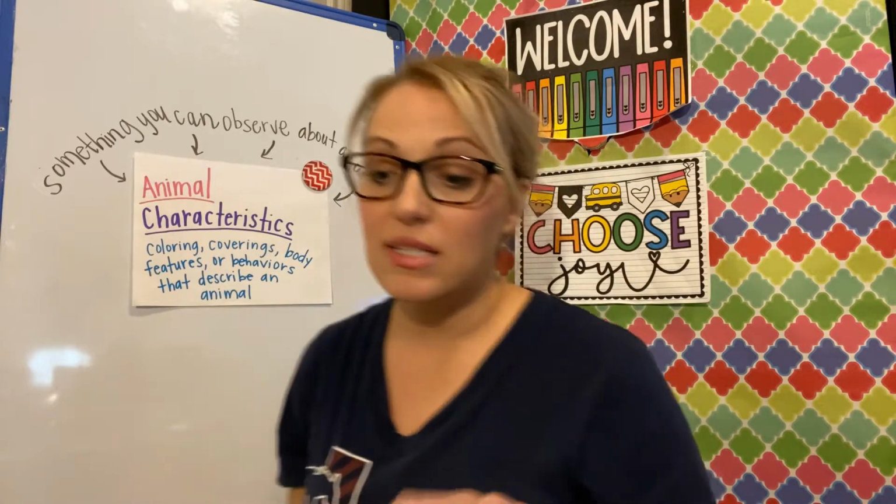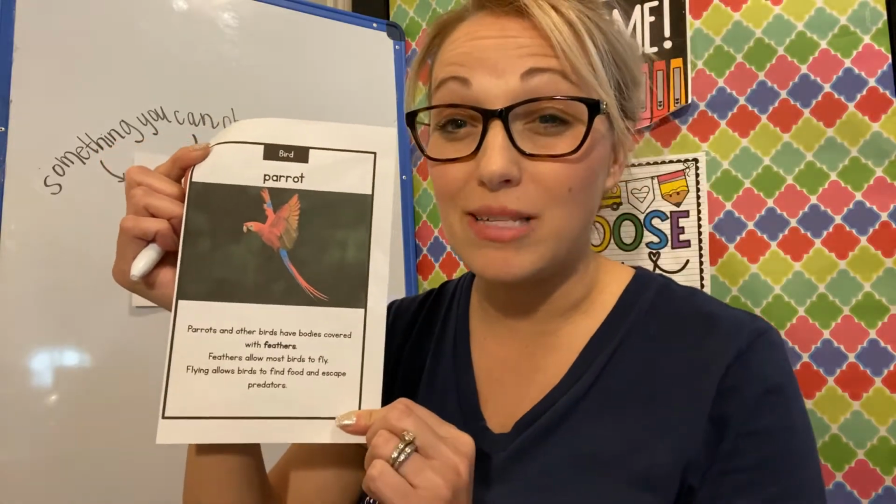Well, for instance, I have a picture of a parrot here. Okay, and our parrot, he is very beautiful, and he has feathers covering his body. There are lots of different colors. He also has big, beautiful wings and a beak, and those are all some characteristics about him. But how do those characteristics help him to survive? Okay, so we know that the feathers on our parrot here help him to fly.